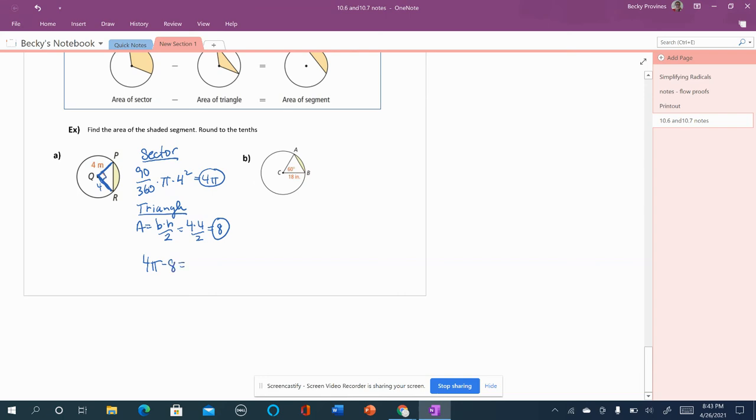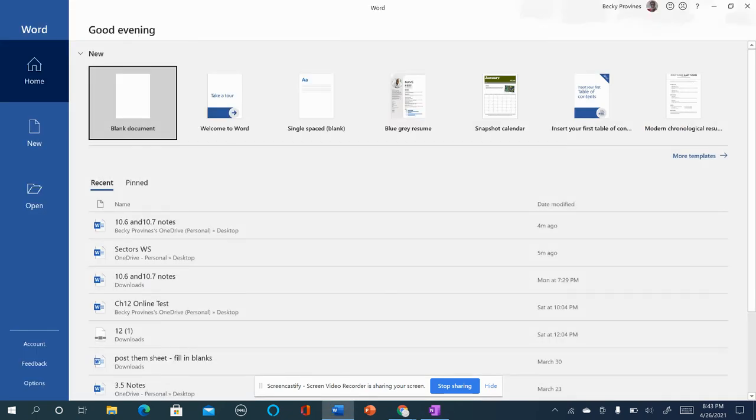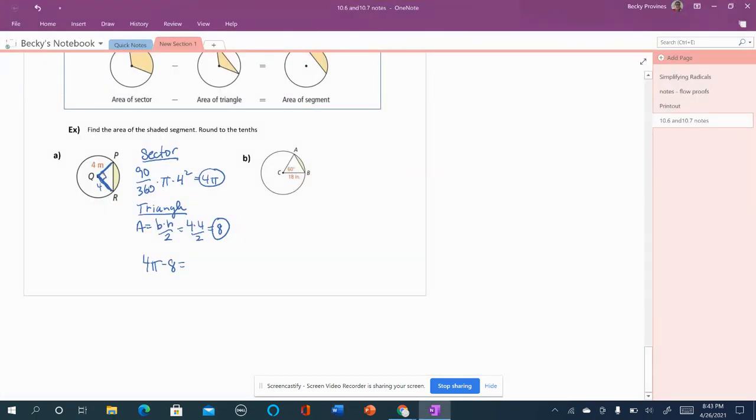Now, if I said leave it in terms of pi, you would have to leave your answer here. But on this problem, we're going to round to the tenth. So just type it in, and let's practice and see if we can get the same answer. When I take 4 pi and minus 8, I get 4.566. And we're going to round it off to 4.6.